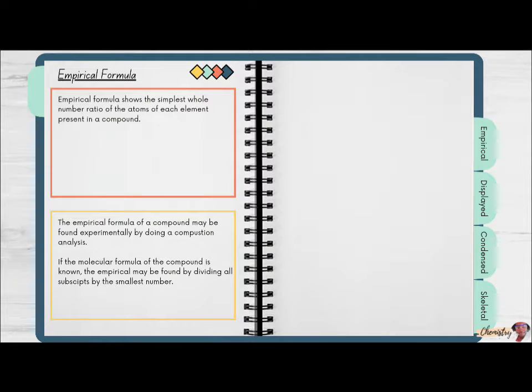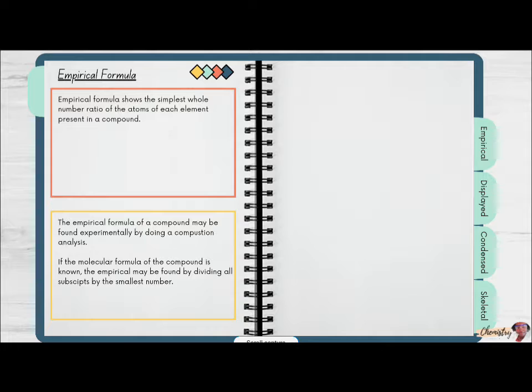The next type of formula is the empirical formula. The empirical formula of a compound shows us the smallest whole number ratio of the elements that are present in this compound. We can determine the empirical formula of a compound experimentally using something that's called combustion analysis. But if you already know our molecular formula, we can determine the empirical formula by finding the ratio. How do we do that? We find the ratio by dividing all the numbers in the subscript by the smallest number in the subscript.